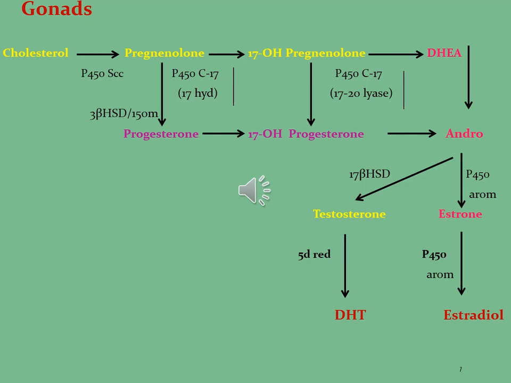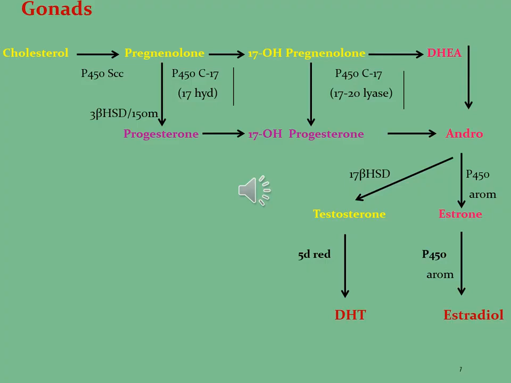Cholesterol is a precursor which is converted into pregnenolone by the effect of the P450 enzyme SCC. In the second step, the pregnenolone is further changed into 17-hydroxypregnenolone by the effect of enzyme P450 carbon 17, that is 17-hydroxylase, which has been discussed in the previous slide.